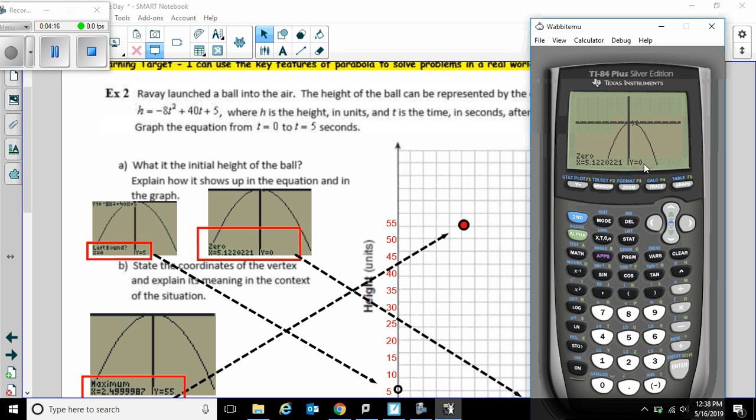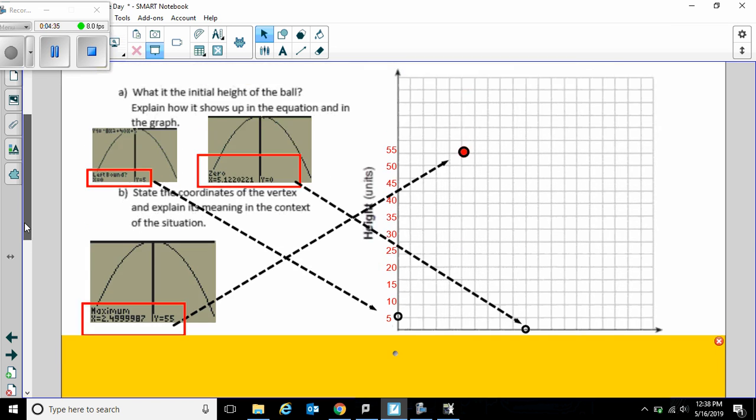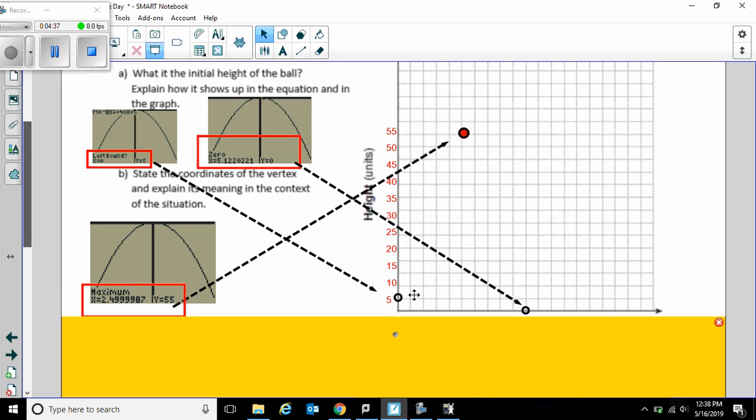Now, I would not have gotten that if I only relied on my table, because obviously you guys see a whole number is going to give me 5. I needed a decimal. So that's a nice thing to know about. So I got 2 pieces of information. I got where I start, I got where it comes back to the ground, and now I need to know what my vertex is. Well, how are we getting our vertex?